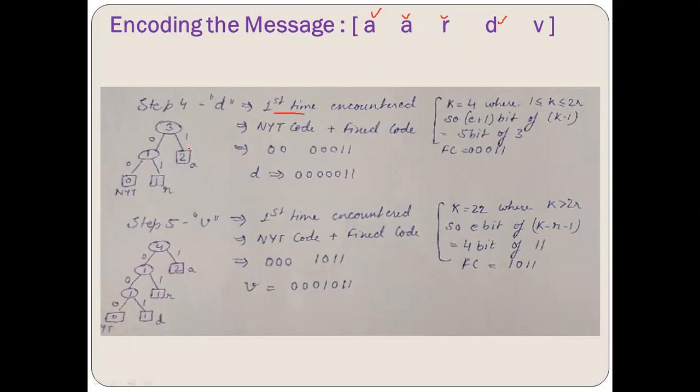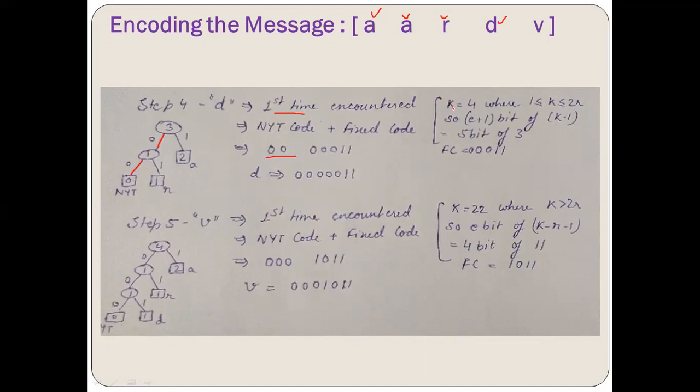To get the NYT code, you can see this particular tree, which we have already seen how we update it. The NYT code can be generated by traversing the tree from root node to NYT node. So this is the root node. The root node to NYT node is this one. This is traversing, so 0, 0. We get 0, 0.